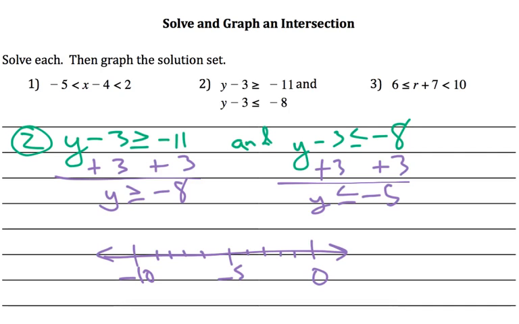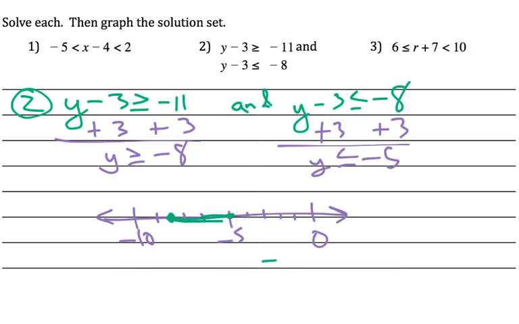And I will say, well, y has got to be greater than or equal to negative 8, but it also has to be less than or equal to negative 5, and there I go. And this can be bound together by one unifying statement: negative 8 is less than or equal to y is less than or equal to negative 5.